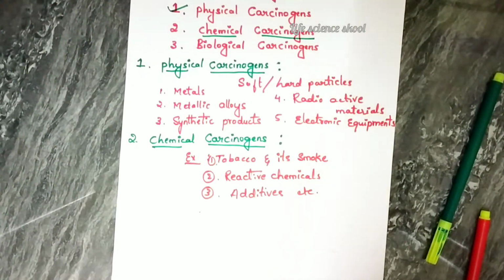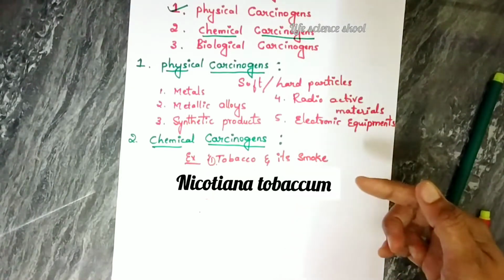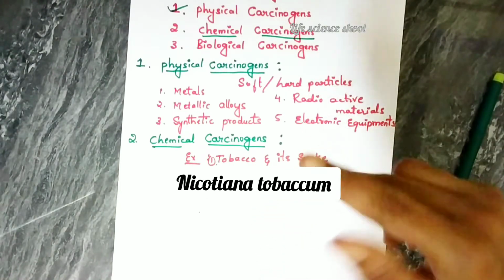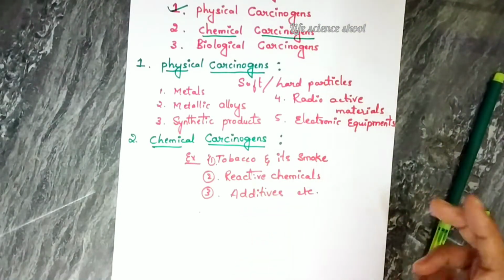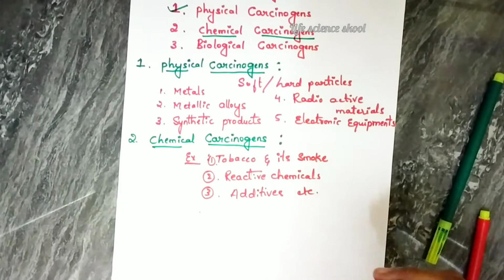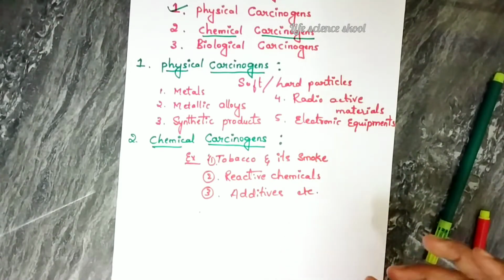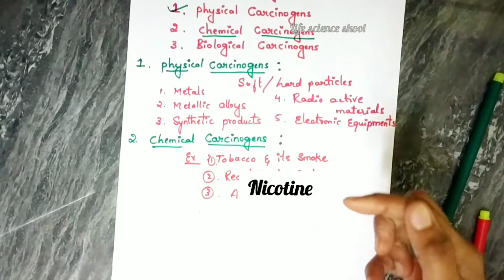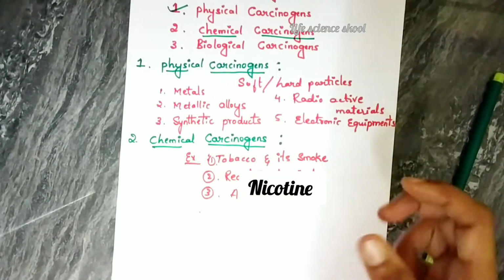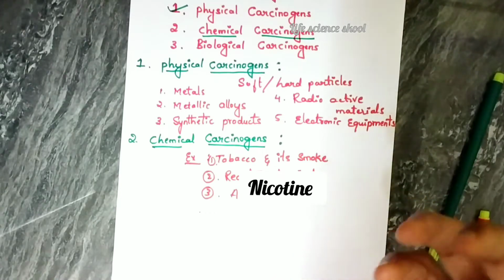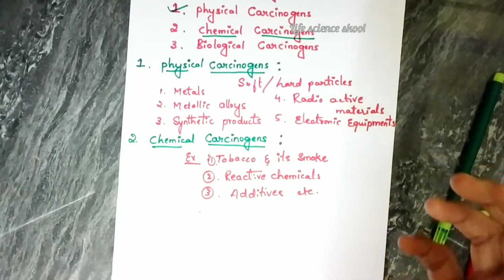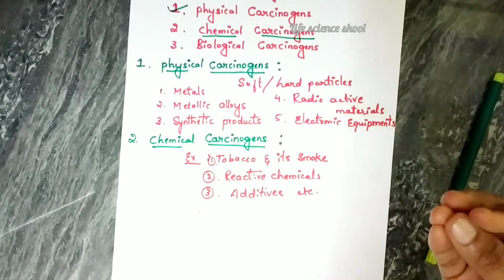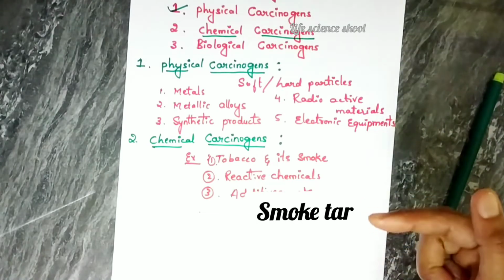What is this tobacco? Tobacco is the dried leaf of the plant Nicotiana tabacum. It is usually rolled and flaked and then burned to inhale the smoke. That is tobacco. This tobacco smoke contains a major carcinogenic component, nicotine. As a result of incomplete burning of tobacco, many cancer causing polycyclic aromatic hydrocarbon compounds form as a brownish tar deposition, called smoke tar.